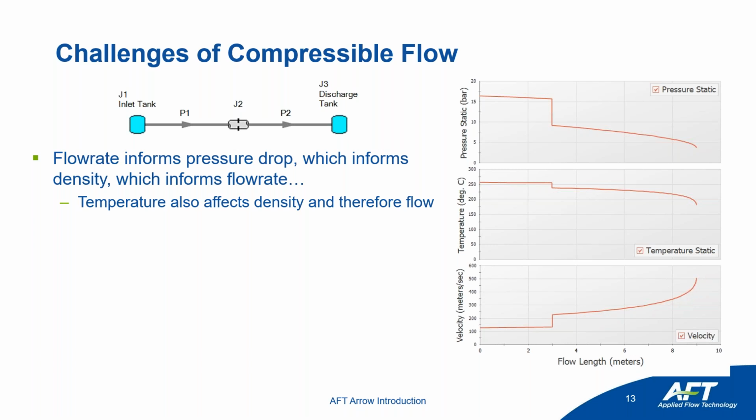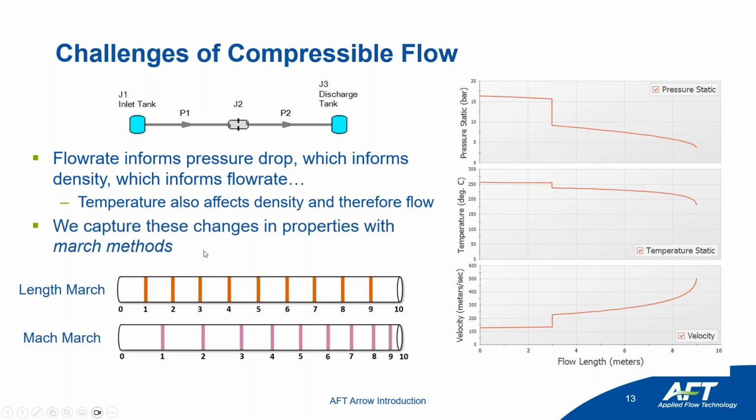So how do we capture these compressibility effects within Arrow? We use what's called a march method, where we march along the length of the pipe so that we can calculate intermediate properties. As we transmit through P1, we can say, okay, we see this amount of pressure loss. What's our new density at this point? What's our new temperature? How do all these variables interact? There are two ways that we can approach it.